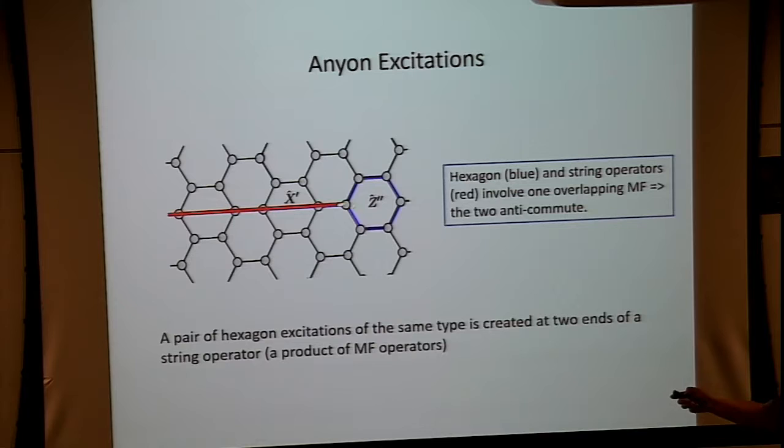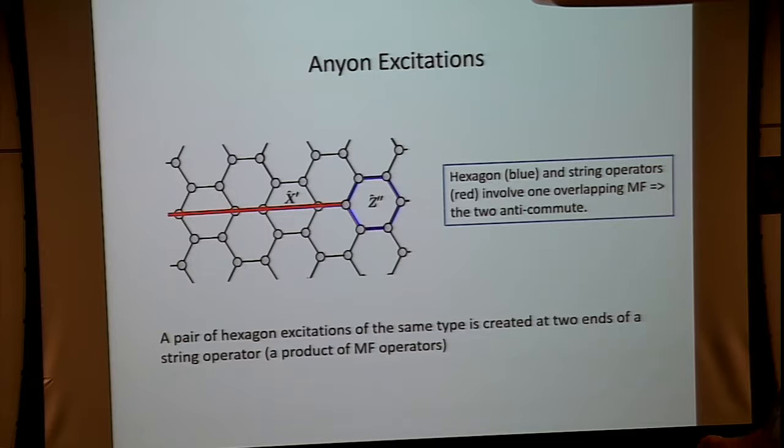This string operator, a product of Majorana fermions on a string that ends at one point on this blue hexagon, and this hexagon operator share one site, so they would anti-commute with each other. Because products of Majorana fermions anti-commute if they share an odd number of Majorana fermions. So from this simple algebra, you see that this hexagon operator and this particular string operator anti-commute.